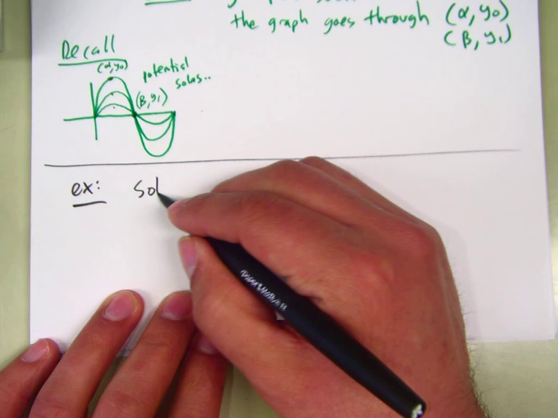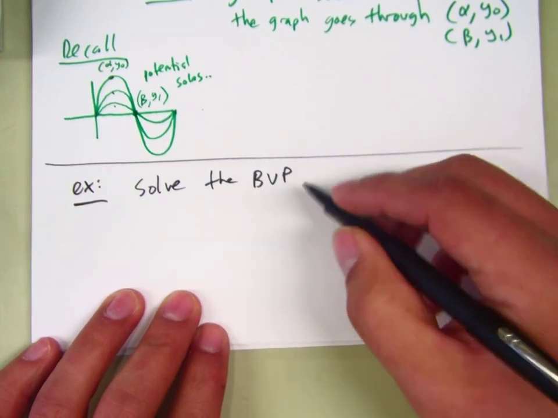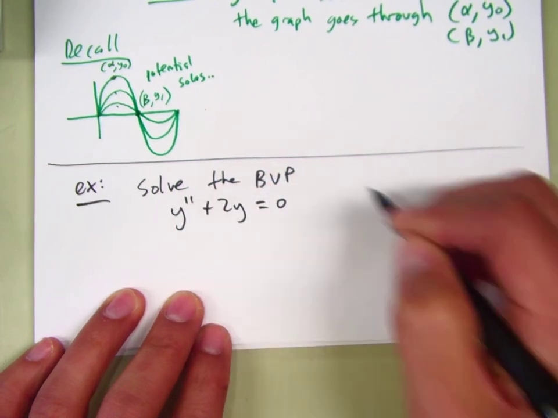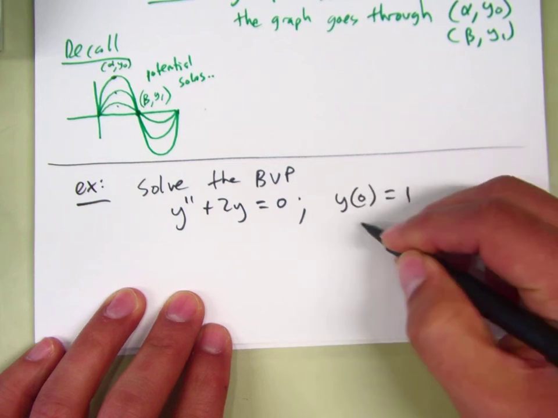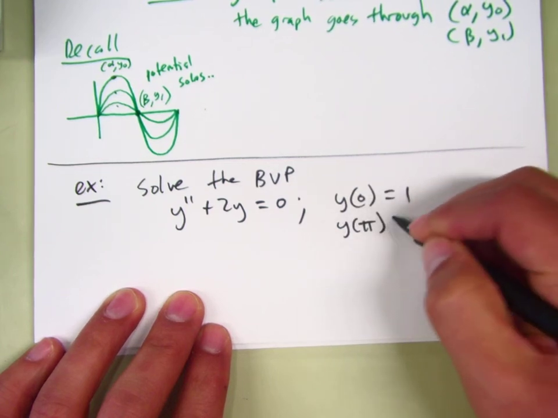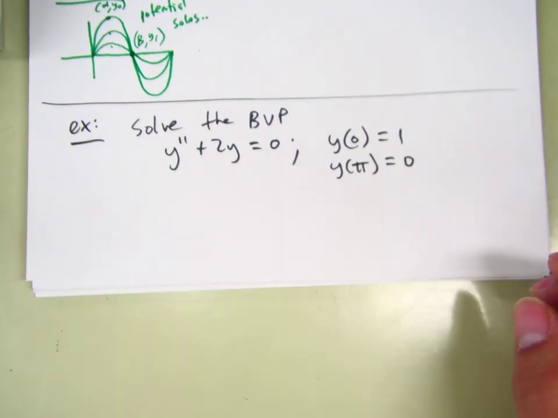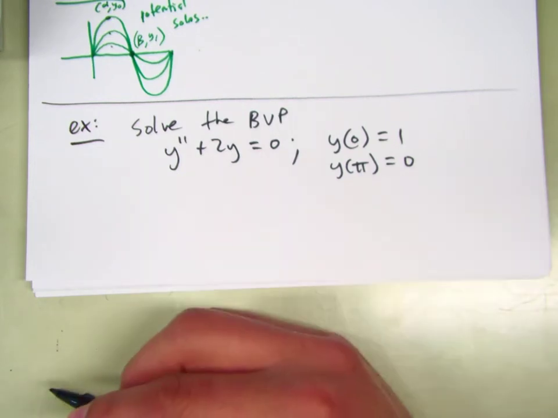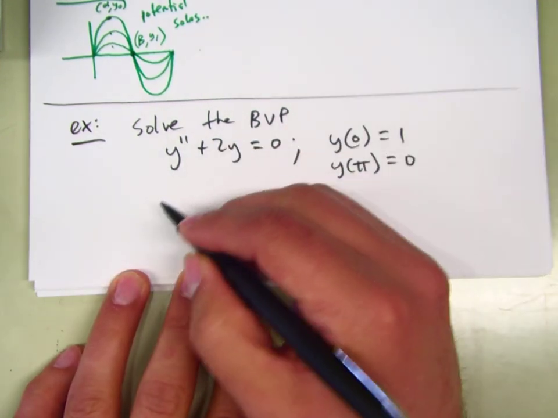So let's say we want to solve the boundary value problem, y double prime plus 2y equals 0. And we're given that y of 0 is 1 and y of pi is 0. Okay, you should be able to tell me the solution. I'm going to give you a few seconds here. So ignoring the boundary conditions, what's the solution for this?